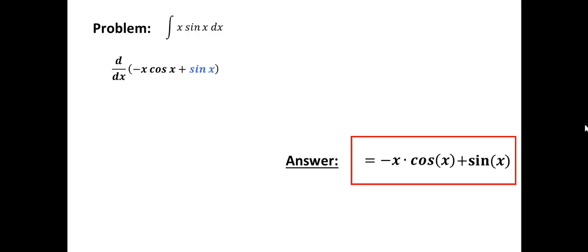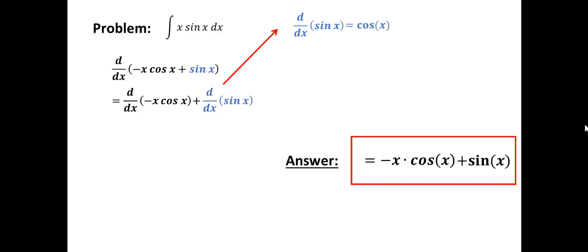And I'm going to put that second term in blue just so we can follow it a little better. And so, by the properties of differentiation, you can split up these different terms into two different derivatives. So this is equal to the derivative of that first term plus the derivative of that second term. Let's evaluate that second term quickly here. The derivative of sine of x with respect to x is pretty easy. That's just going to be cosine of x.